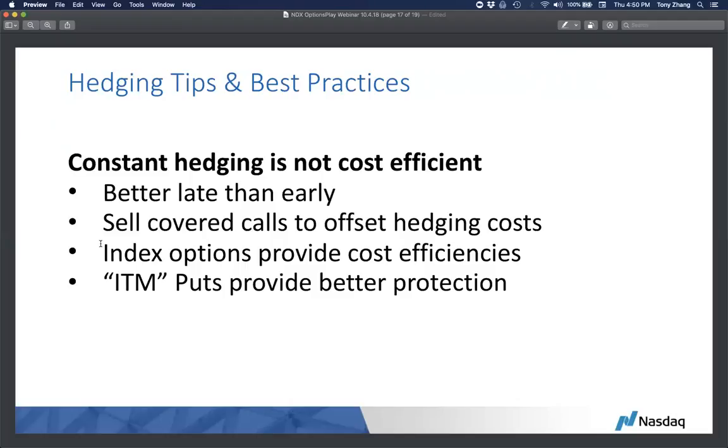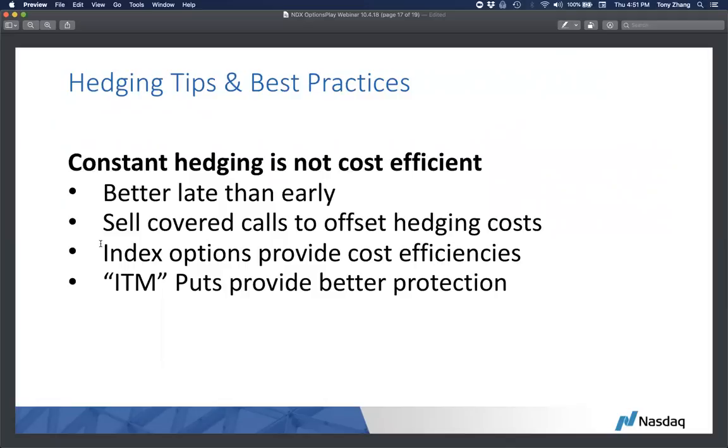So if the market does correct 20% and the put that you've purchased is in the money, you don't have to worry about closing it out. The profits that you receive from that put option on the index will simply be settled in cash, and that will go offset the losses that you have in your portfolio.